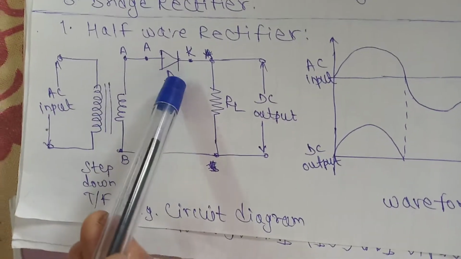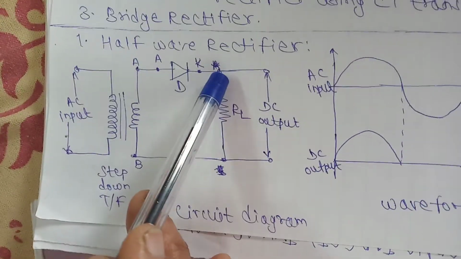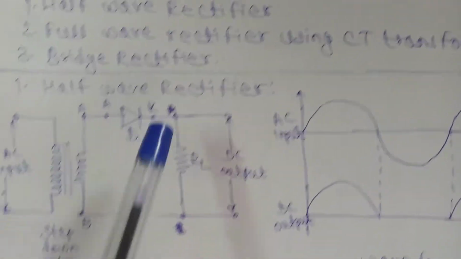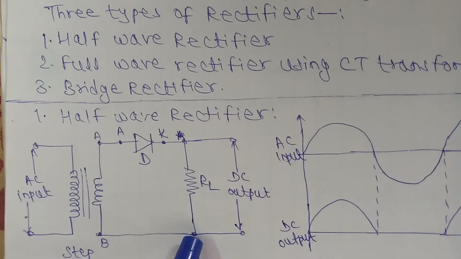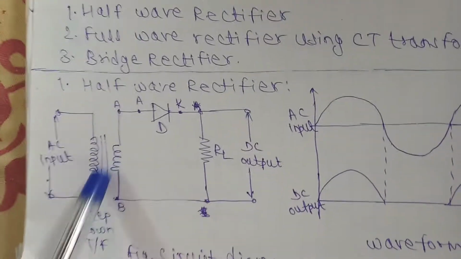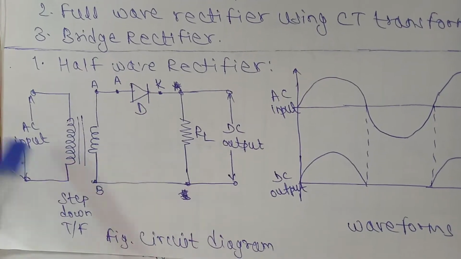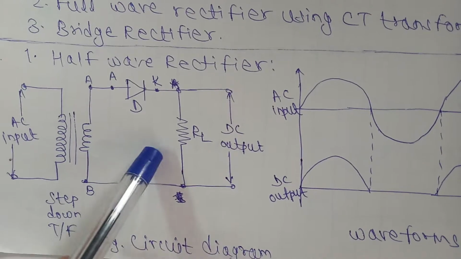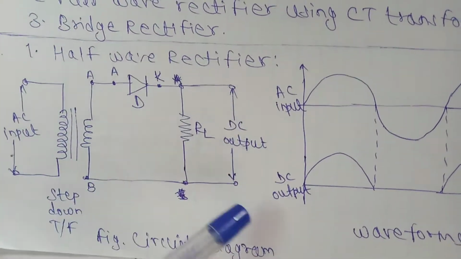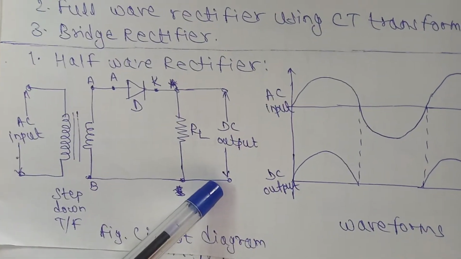Only one diode D is connected in this direction here, which has the anode terminal and the cathode terminal, to which RL, that is the load resistor, is connected, and thus the circuit is completed here. So this is the simple circuit diagram for the half wave rectifier, where we are getting the DC output voltage across the load resistor RL.